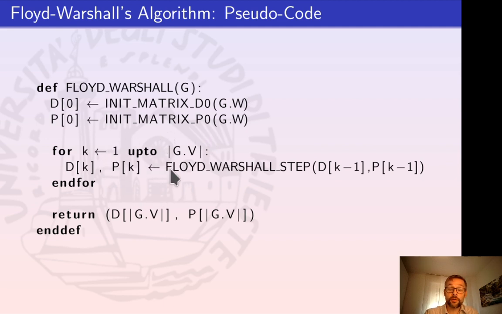This for loop is a for loop going from 1 up to the cardinality of V, and at each iteration we are performing theta of cardinality of V square operations. So the overall cost of this for loop is theta of cardinality of V cube. So the Floyd-Warshall algorithm takes time theta of cardinality of V cube.